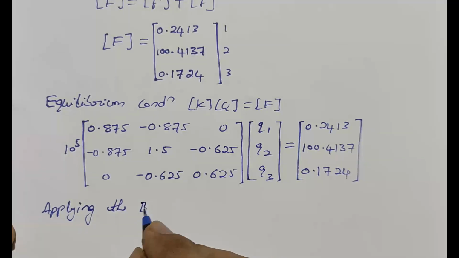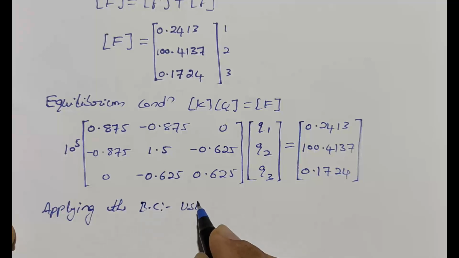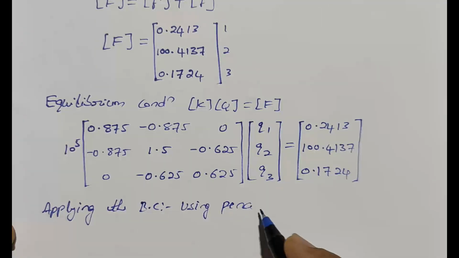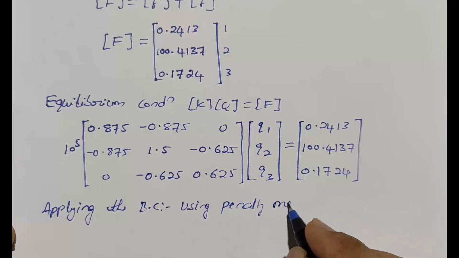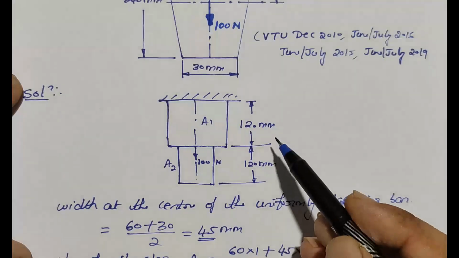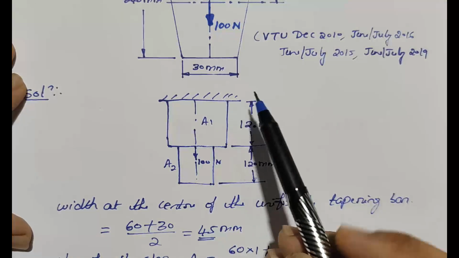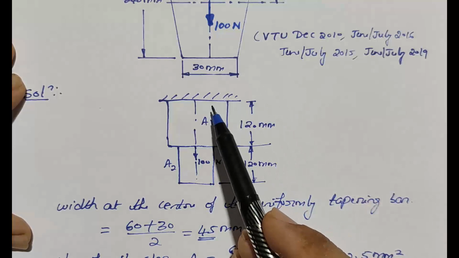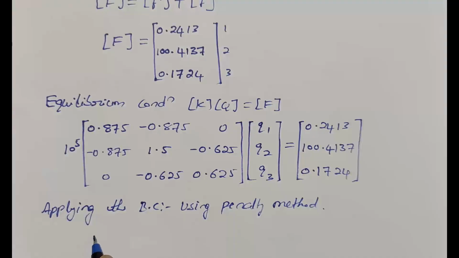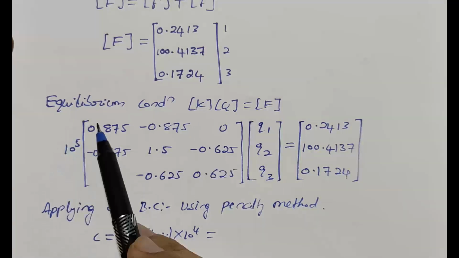boundary condition using penalty method. See the figure here. One end of the stepped bar is fixed. So in penalty method, this fixed support is modeled by using a spring having large stiffness C. That C will be given by maximum of Kij into 10 to the power of 4. For this spring stiffness, you have to see the global stiffness matrix.